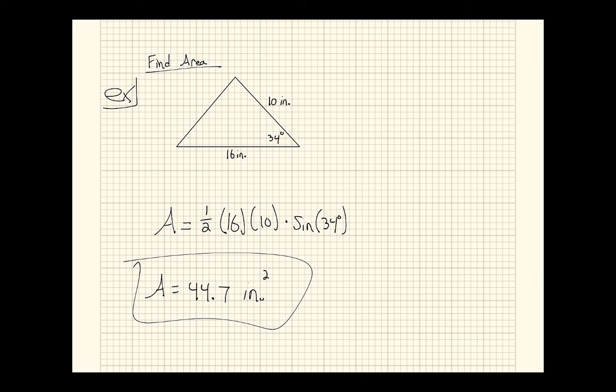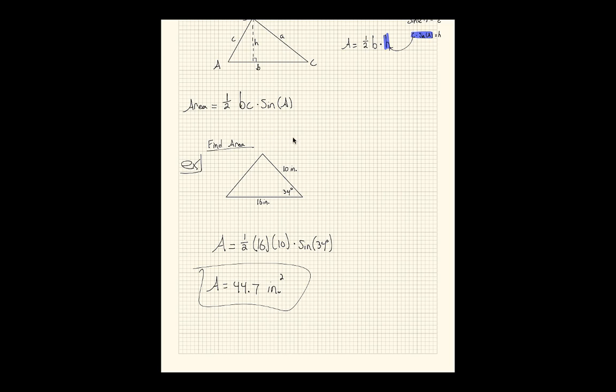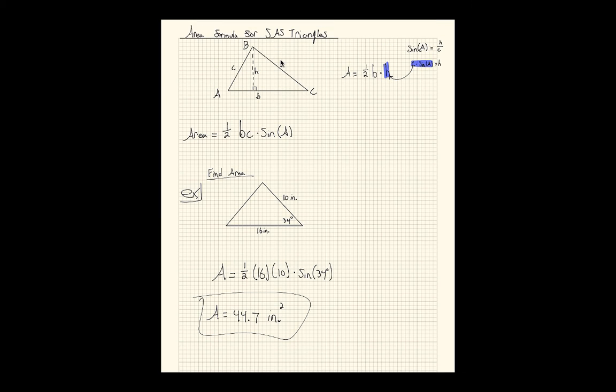All right, so it's as simple as that. Either you know the formula or you don't. Again, this is used for side angle side situations. 1/2 BC sine A. And really that is all we're going over today, just this one formula that we're adding.